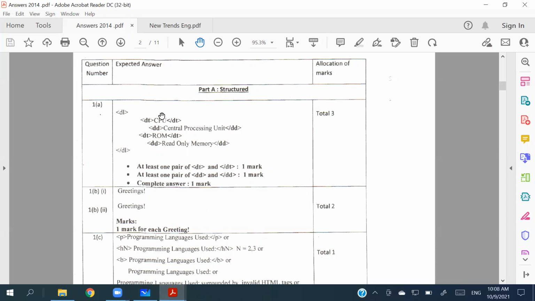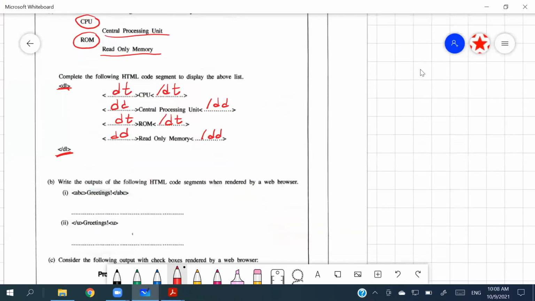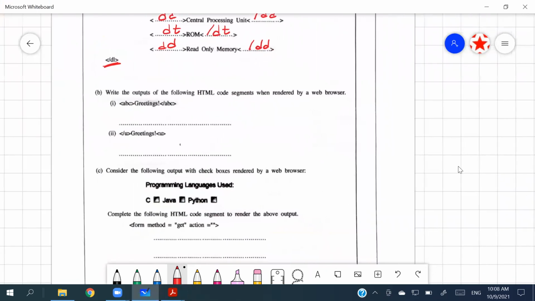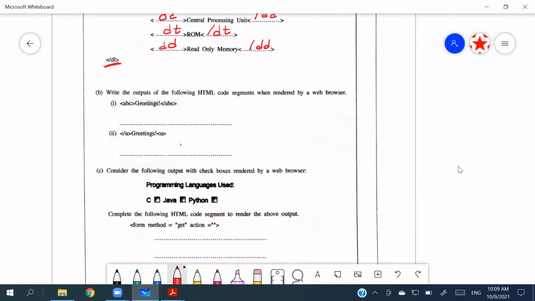Then the second one, it is asking about what's going on with this, right? Write the outputs of the following HTML code segment when rendered by a web browser. So we don't have any tag called ABC, right? So if we are using an illegal tag or a tag which is not existing, or using a tag with different or incorrect spellings, none of the effect of that tag is going to be applied to the content. So greetings here, it's just going to show you greetings and an exclamation, right?